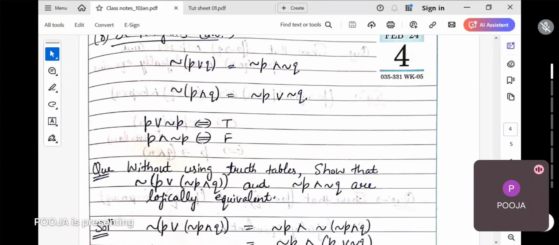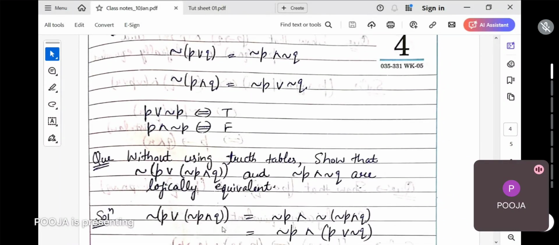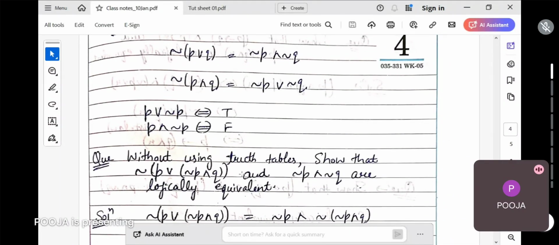So, the number one condition is this one. Second condition: if you are using any law, like the idempotent law, De Morgan's law, or associativity, you will have to name it at the place where you are using it. If you are not naming it, marks will be deducted in the exam. So I have to show these two statements are logically equivalent.